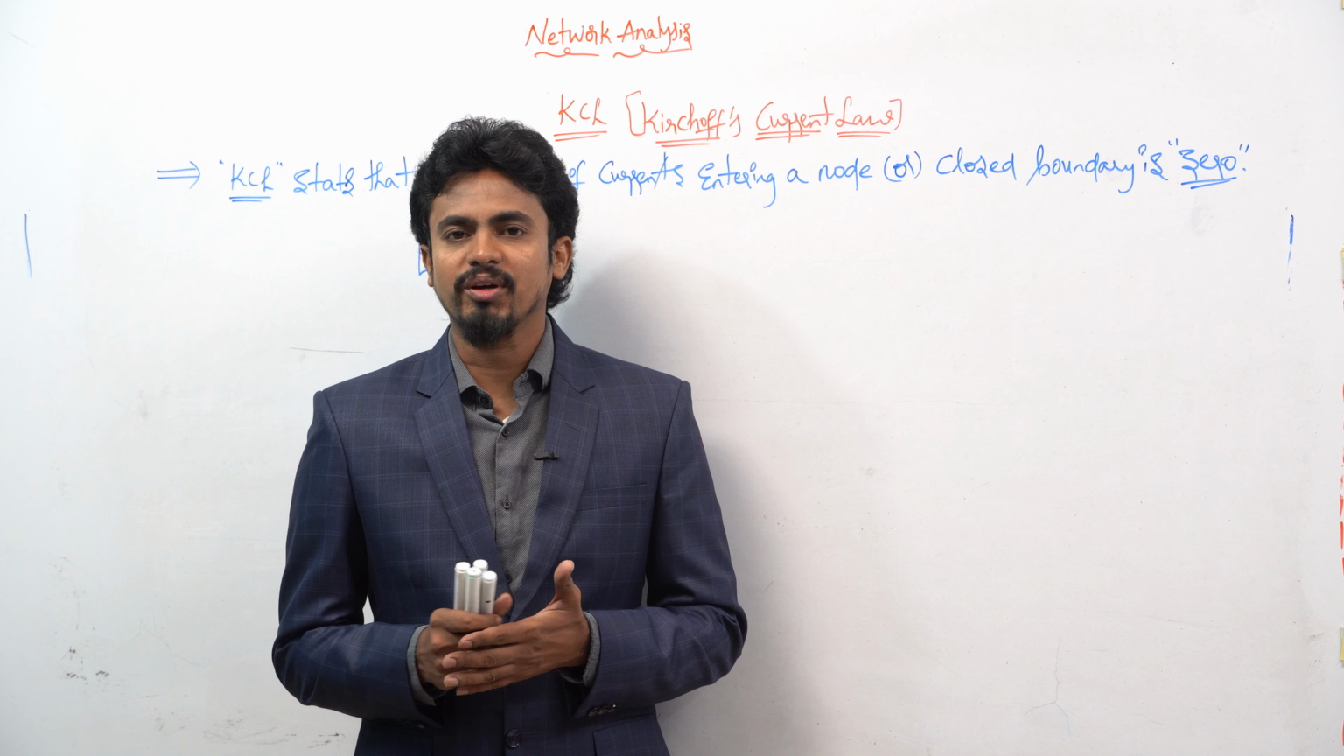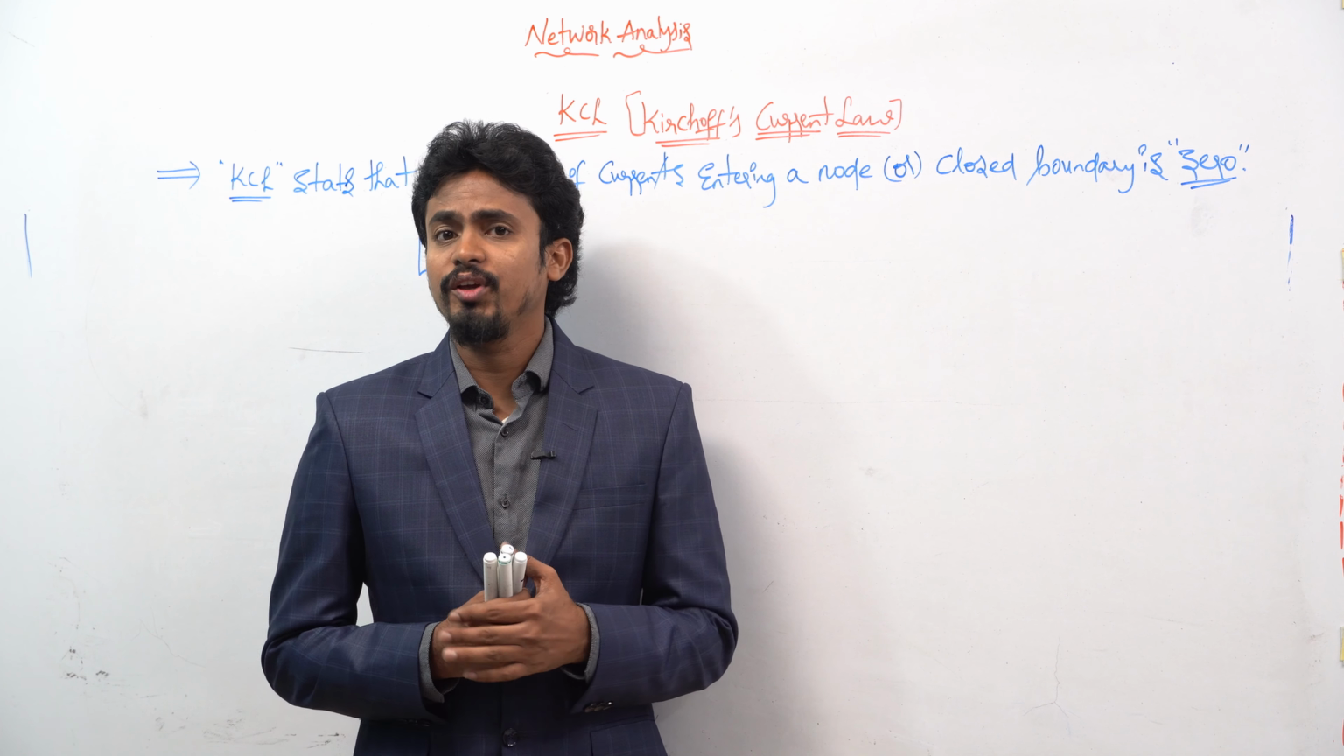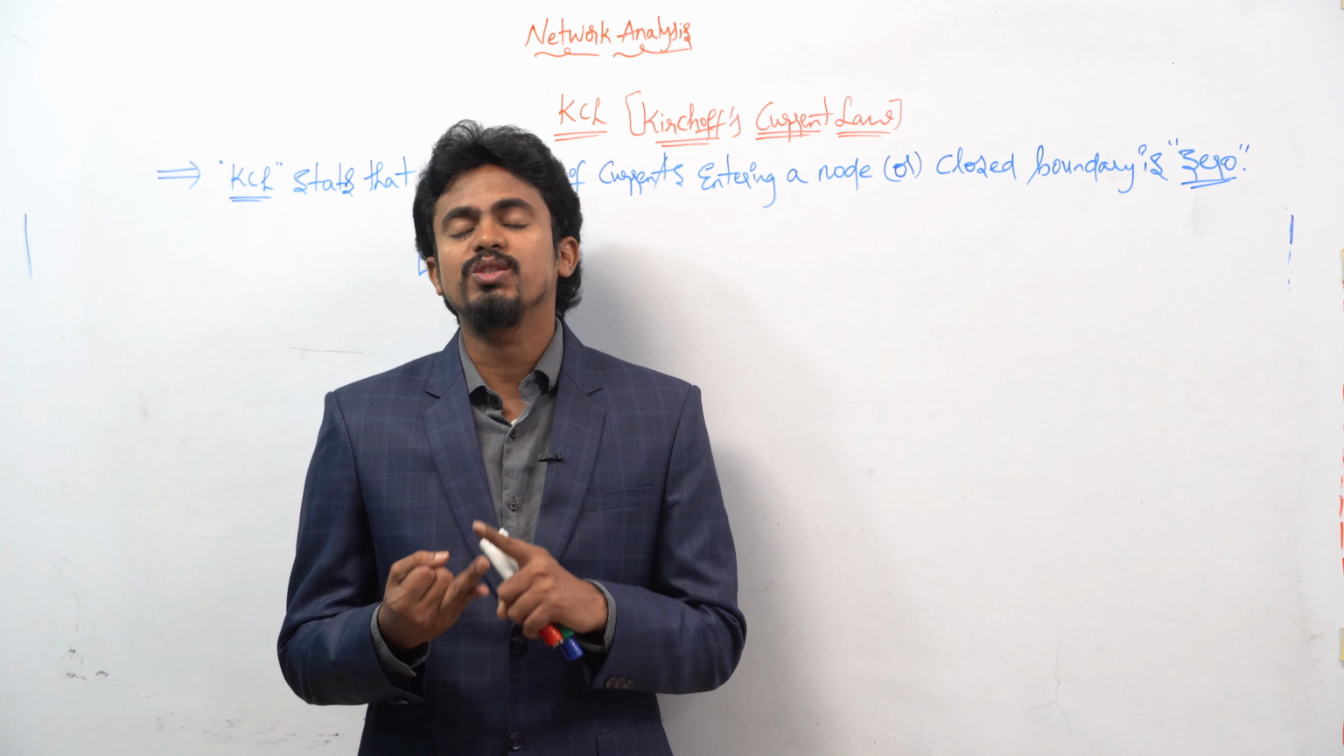Before this, we saw the concept of Ohm's law and some problems based on Ohm's law, and we saw what a branch is, as well as what a loop is, and what a node is.